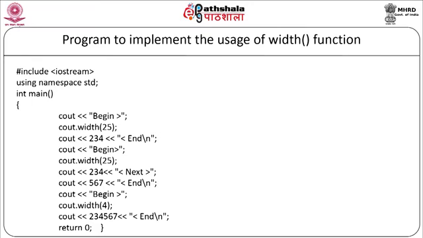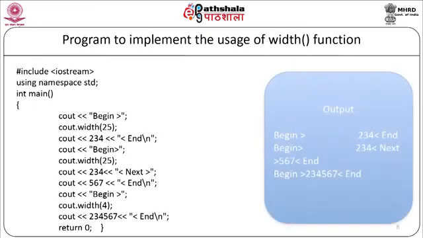Now when the above program is compiled and executed, it will produce the result as follows. First it will display begin greater than sign, then blank spaces and then 234 and end. Next line: begin greater than sign, again some blank spaces, 234, next 567 where the width is not applied, and then end. The next line: begin 234567 and end.